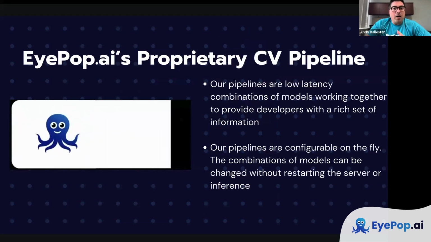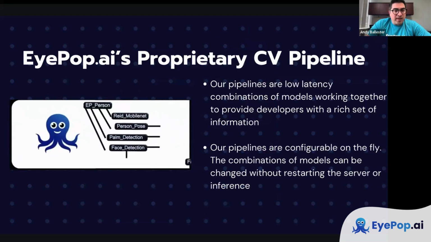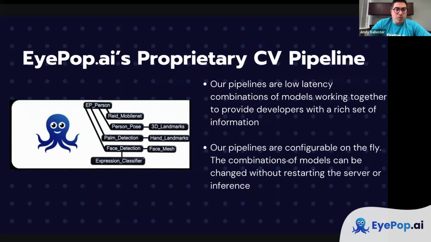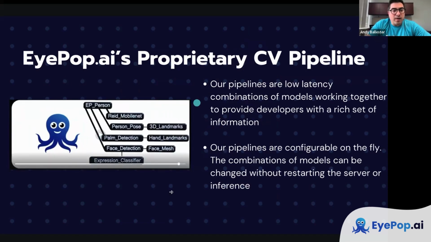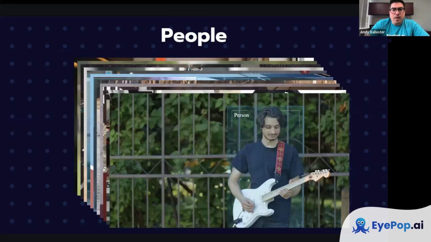Our proprietary CV pipelines are all made up of lots of different models. This is one of the more complex pipelines we have, and this pipeline is our person 3D. It has face mesh, hand mesh, and body three-dimensional points. And so when we think about how we use our pipelines, it's always generally from a place of using multiple models at the same time, working together.